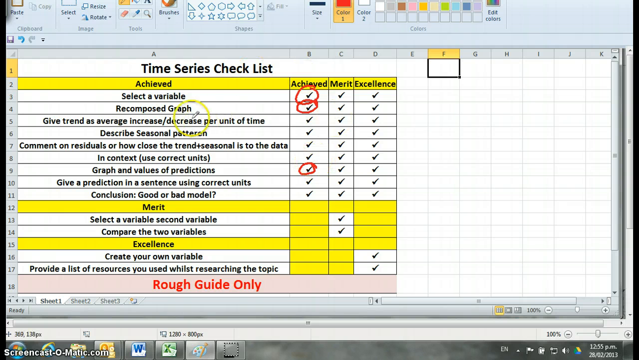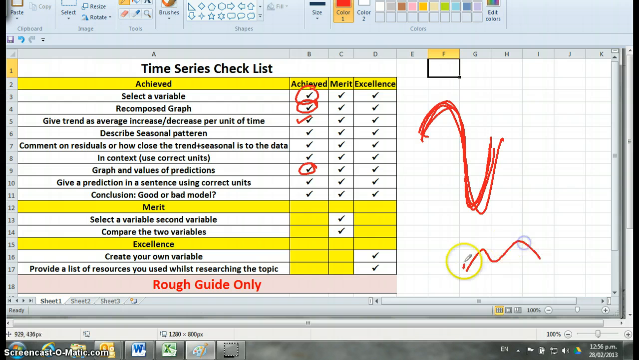Then with the write-up, you've got to give trend as an average increase or decrease per unit of time. Okay, so you must provide that. You must describe the seasonal pattern. So is the graph mostly to do with season, or is it a strong seasonal pattern because all of the things are close on top of each other, they're really nice and neat and tidy, or does the season sort of go all over the place and there's no clear seasonal pattern? So just say something about the season.